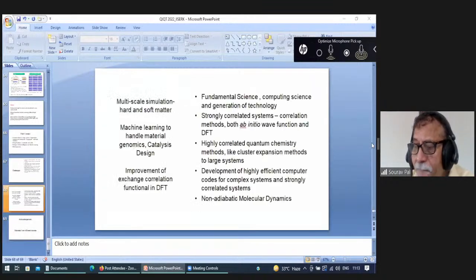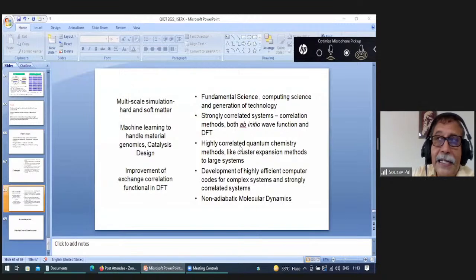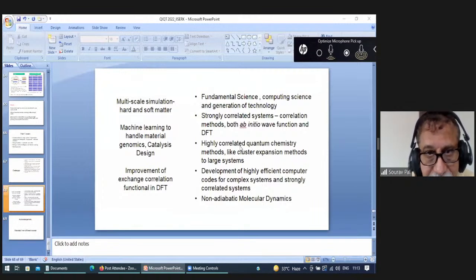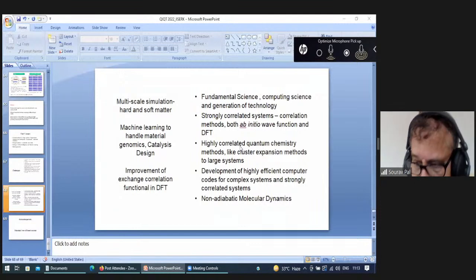Let me tell you, first of all, computational chemistry has to give such a design. As of now, I don't think we have the confidence to use computational chemistry to give a new design to the chemical industries which will definitely do a better job. I don't think that is possible yet. So that confidence level is missing.